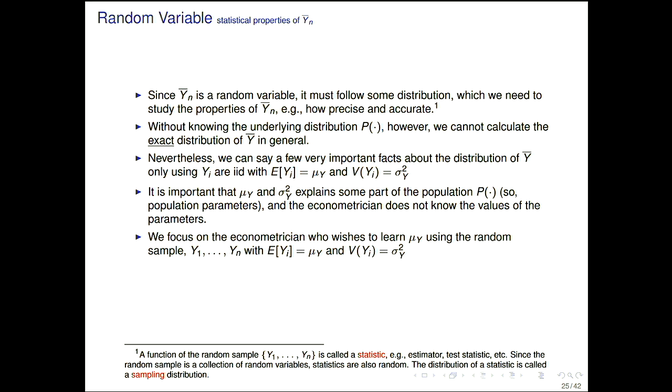Once again, I want to emphasize that this mu and sigma square explain some part of the population, but we econometricians don't know the exact numbers for those two things. These are unknown parameters, and we are interested in estimating the population mean using the sample. I already explained this. IID with the same mean and same variance is the only information that we have.